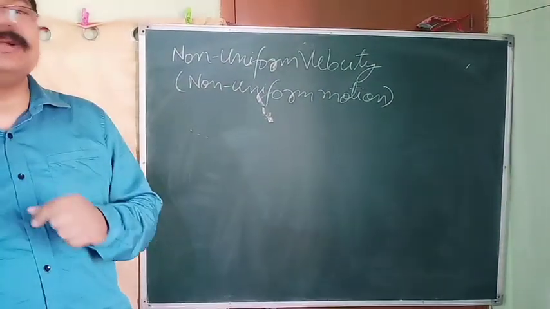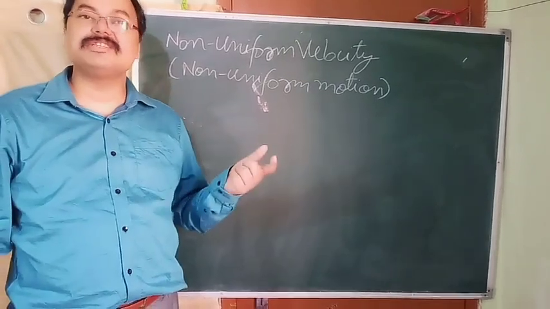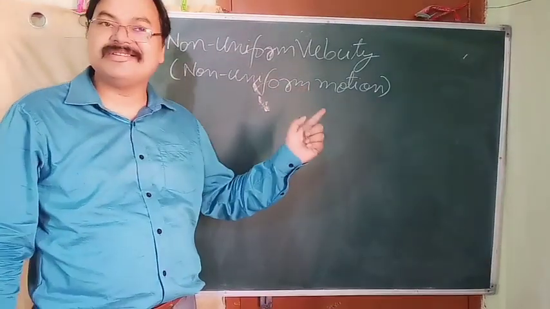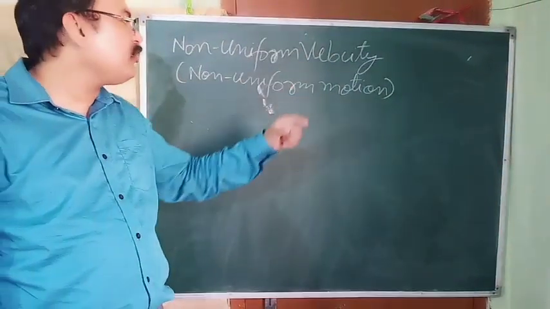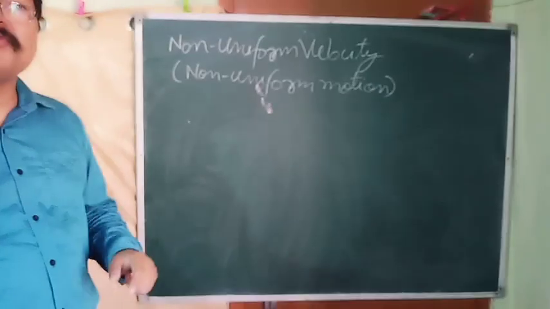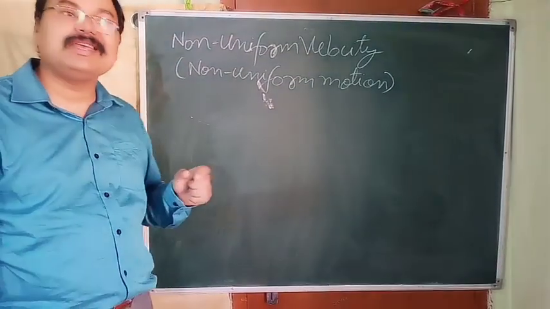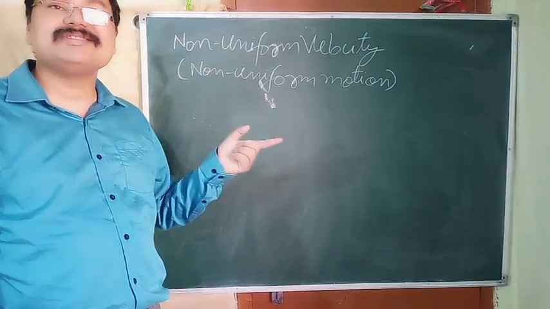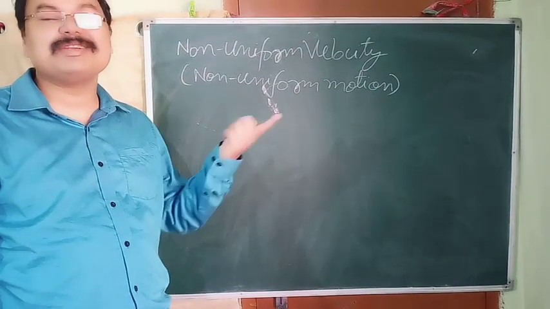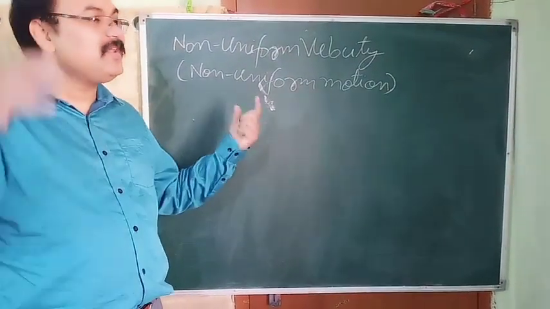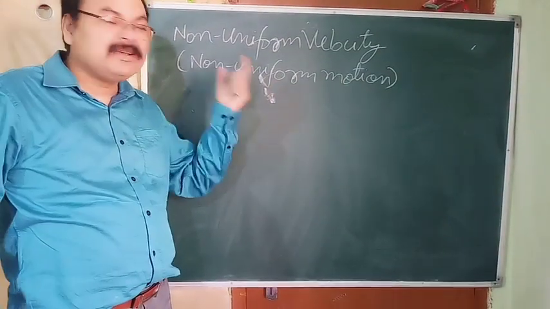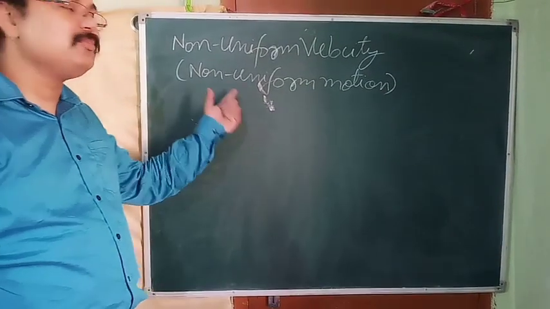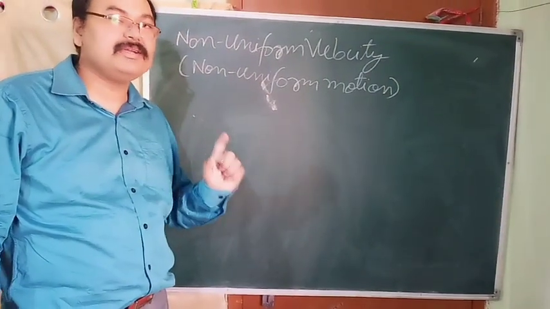Or even a third possibility is there. Obviously, the body is covering equal displacement in equal intervals of time, but the direction of motion of the body keeps on changing. Then we can say that the body is having non-uniform velocity or non-uniform motion. Why? Because velocity is a vector quantity. Even if the direction changes, the velocity changes. And if velocity is changing, how can it be uniform? How can it be constant? It can't be. So even if the direction is changing, we can say that velocity is changing, and so the body has non-uniform velocity, and the motion is also non-uniform. I think you got it.